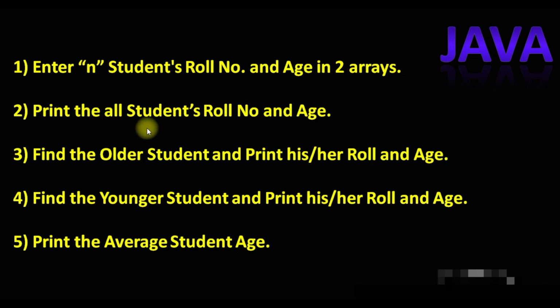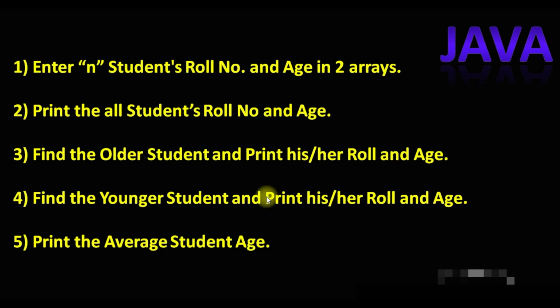Then we have to print all the student roll numbers and ages. Then from those ages we have to find out the maximum and the minimum, and based on that we have to print the older student's roll number and age, and also the younger student's roll number and age. And finally we also have to print the average age of all the students. Okay, so this is our problem statement.